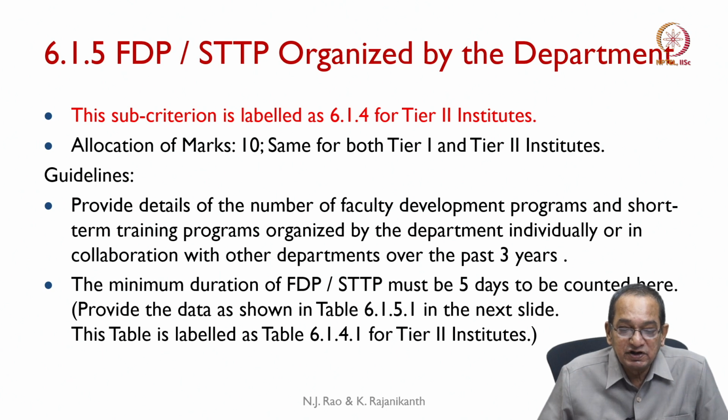Then FDP, STTP organized by the department. Again, this is labeled one less for Tier 2 institutes, 10 marks, same for both. Provide the details. How many faculty development programs and short-term training programs are organized by the department individually or in collaboration with other departments. It could be in the same cluster or different cluster, but it could be only by the department or in collaboration with other departments over the assessment period, that is the past 3 years.